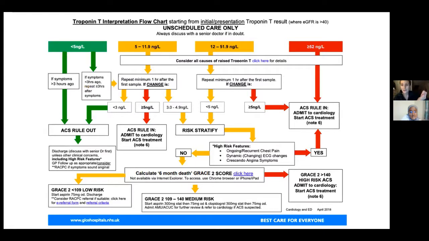You do not need to know this, but it's just to have an awareness of how we use troponins in the hospitals. And then if it's really high, you know that they're having ACS straight away. You don't need to rely on that second one. This was from a hospital down south. You can Google ACS troponin pathways, and this is all available.